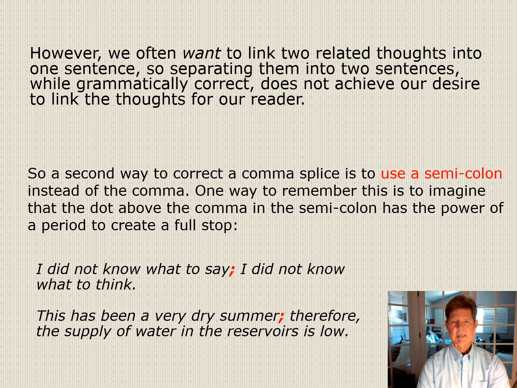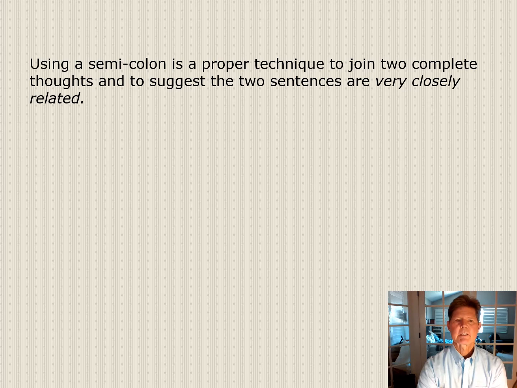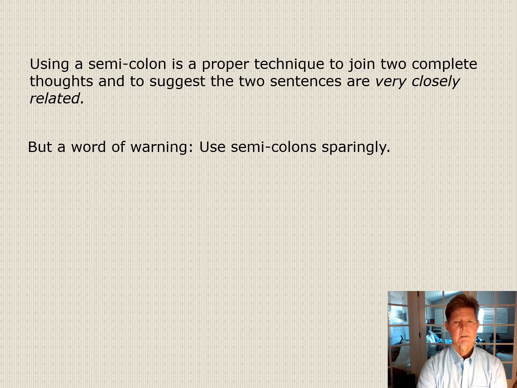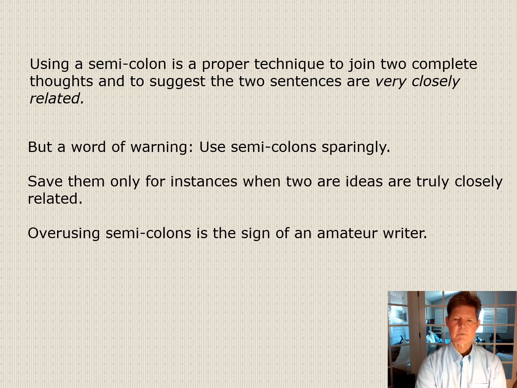I did not know what to say; I did not know what to think. This has been a very dry summer; therefore, the supply of water in the reservoirs is low. Using a semicolon is a proper technique to join two complete thoughts and to suggest the two sentences are very closely related. But a word of warning, use semicolons sparingly. Save them only for instances when two ideas are truly closely related. Overusing semicolons is the sign of an amateur writer.